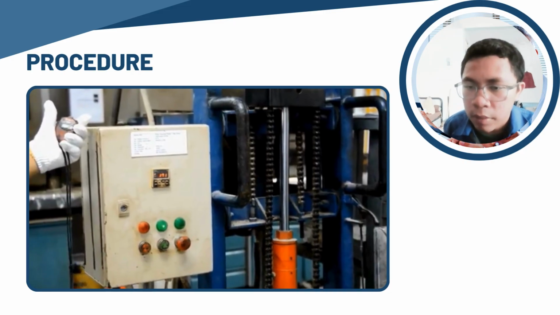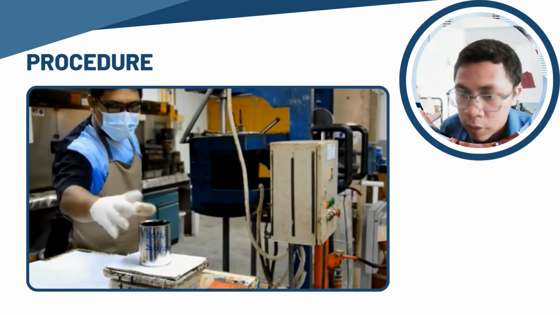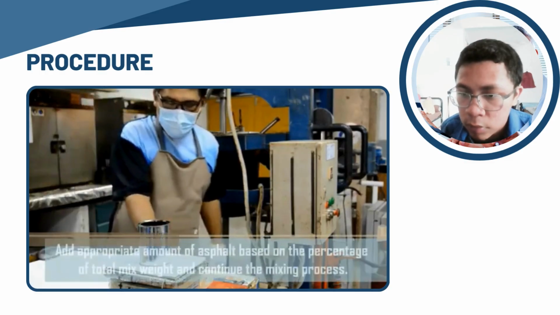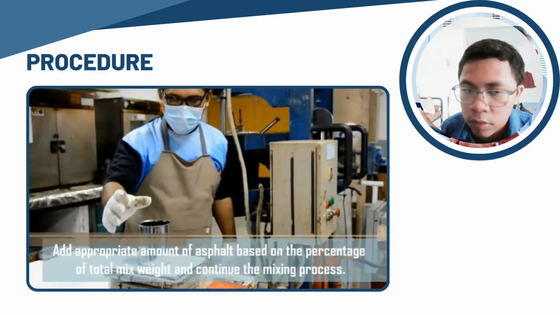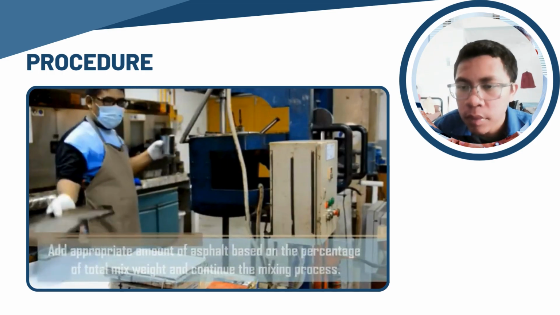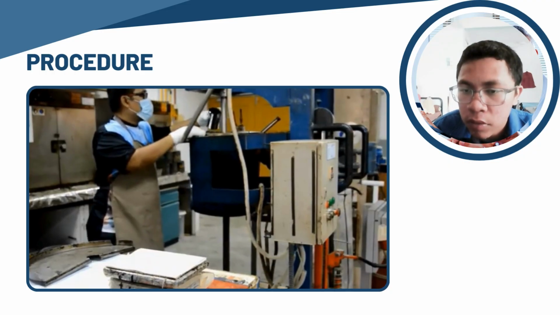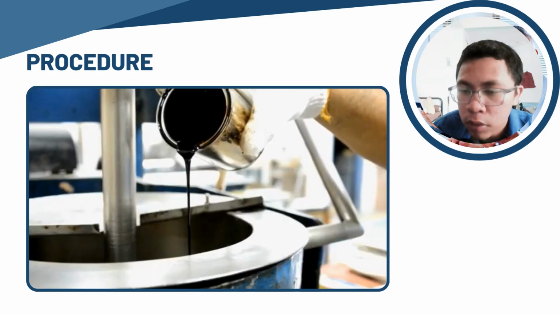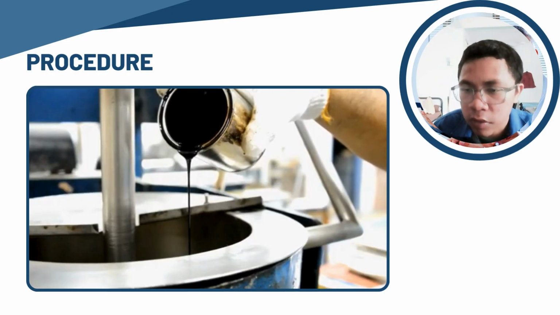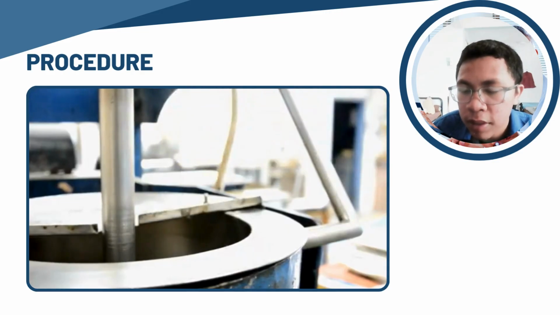Add the appropriate amount of asphalt, based on the percentage of total mix weight, and continue the mixing process. Before compaction, ensure the ready bulk mix temperature for compaction is equal to or more than 137 Celsius. The mold, scoop, and spatula must be preheated as well.